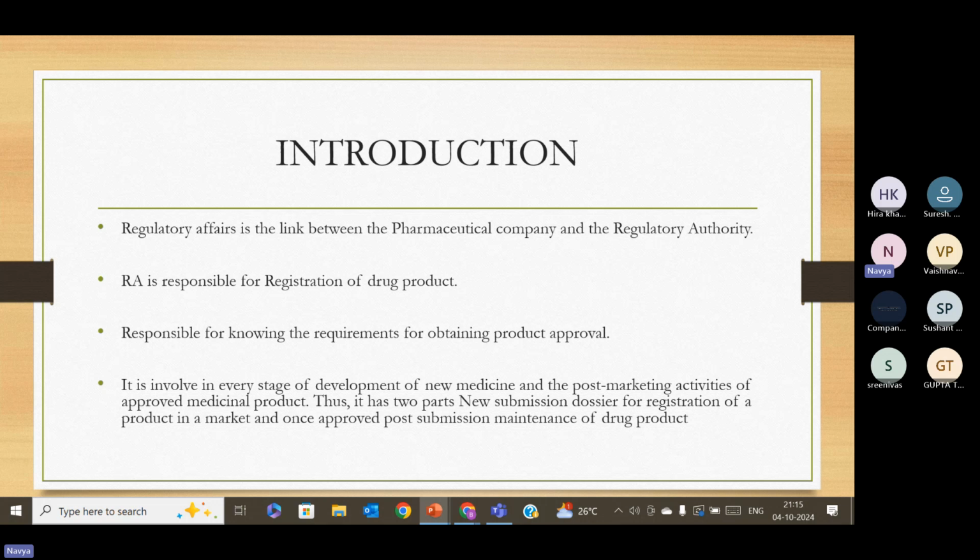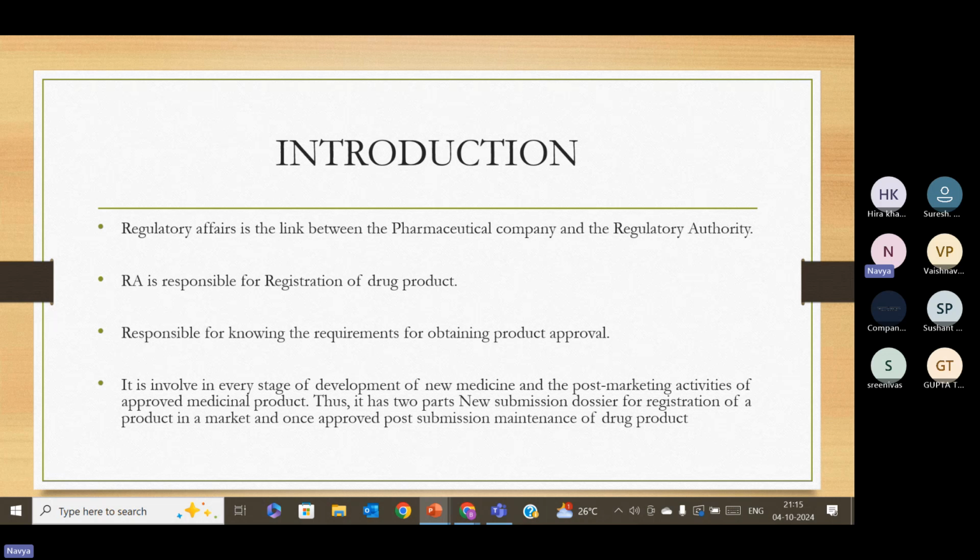Responsible for knowing the requirements for obtaining a product approval. Now, if I want to sell a product, register a product, or file a variation in a particular region, what are the different processes? What are the guidelines I have to follow? Regulatory professionals should know all of them, and they should be the updated ones, not the previous ones. So as and when needed, we have to go online and read those guidelines and keep ourselves updated so that we can register a product in a particular market without getting a rejection.